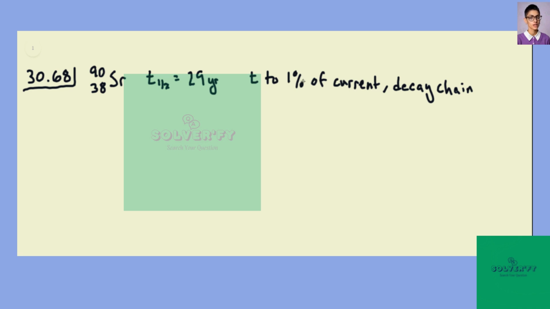And so it decays. It's also radioactive. So it decays with a half-life of about 29 years. And so we want to figure out how long it'll take for a sample of strontium to get to 1% of its current level. In this particular case, it's phrased as the amount on the surface of the Earth. And then we also want to write down the decay reaction, including the daughter nucleus, which is also radioactive, and we want to write down what its decay is.